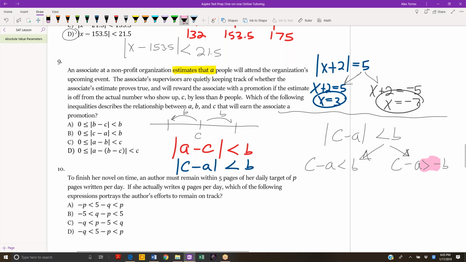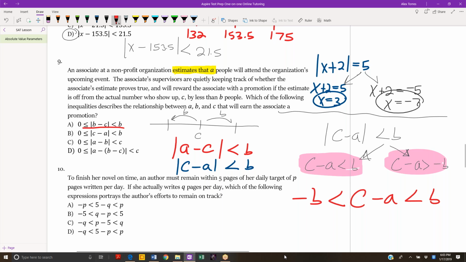So here we've got C minus A less than B, C minus A greater than -B. So if we put this all together, we've got C minus A, it's less than B, it's greater than -B. And that's like this answer. This answer here is basically just saying, well, we're not going to really take it as far as -B because that's pointless. We're just going to take it to 0 on the left side.